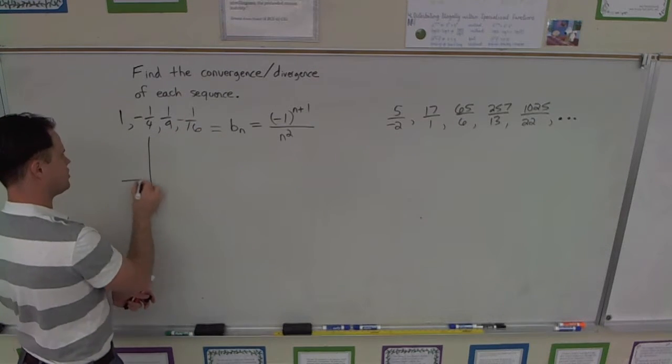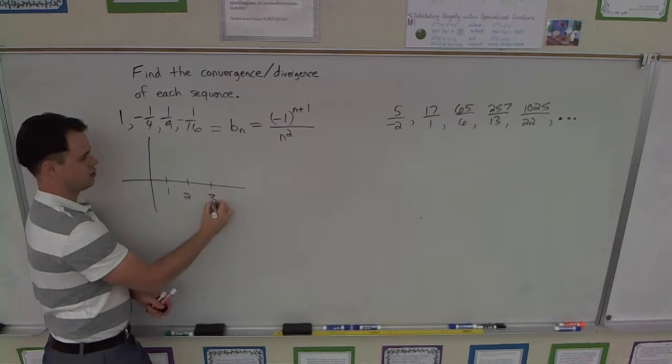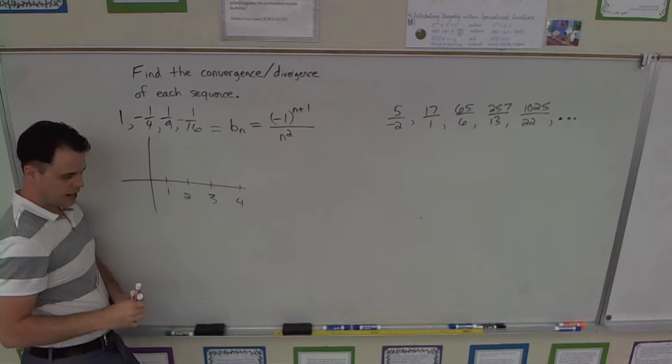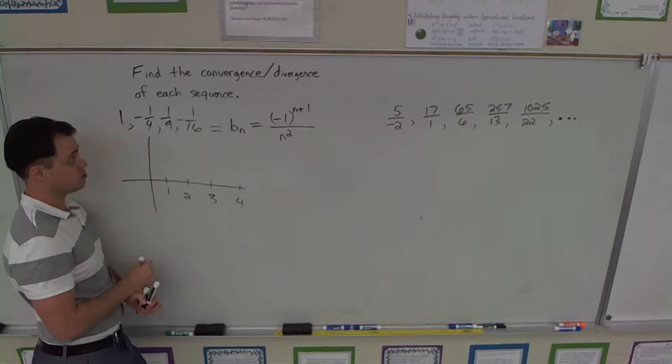So if you visualize what this sequence is doing, it's oscillating above and below the axis, right? But is it actually converging to something? Something that's oscillating could still be converging.